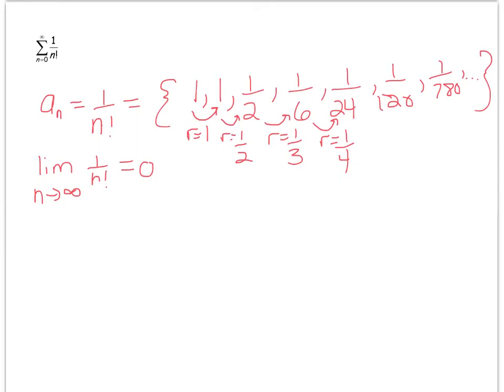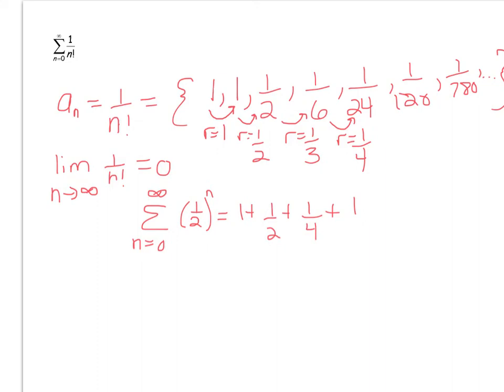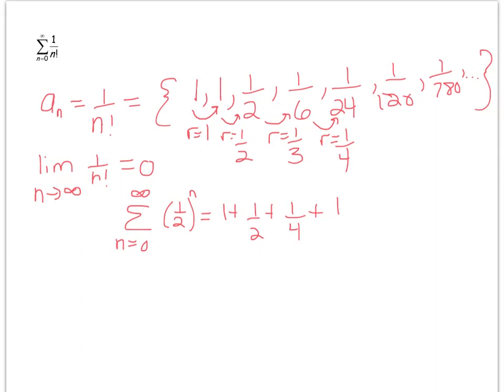Let me write this out. So basically, here's what I want to have going on. I want to compare this series, the sum of 1/2 to the n. I know that converges, and I know it equals 2. I'm going to start writing out a bunch of terms in the list. Got 1/8, 1/16, and so on and so on.